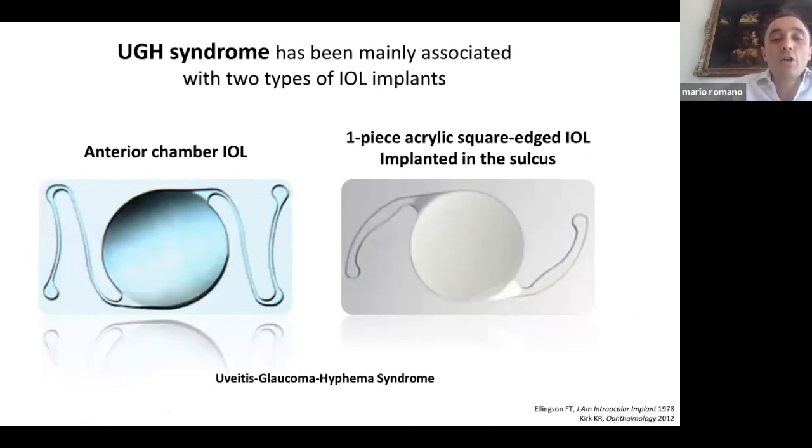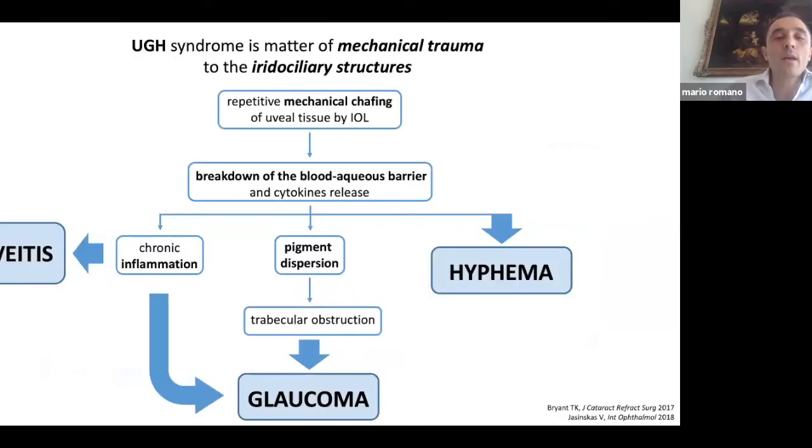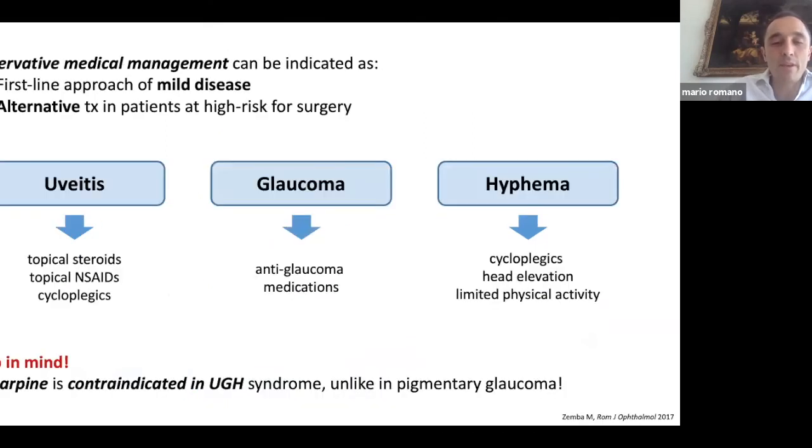And the uveitis-glaucoma-hyphema syndrome is mainly related to the anterior chamber IOL and one-piece IOL. The mechanism is a mechanical chafing of uveal tissue by the IOL, breakdown of the blood-aqueous barrier, and chronic inflammation that leads to uveitis, dispersion of pigment that leads to glaucoma, and edema.